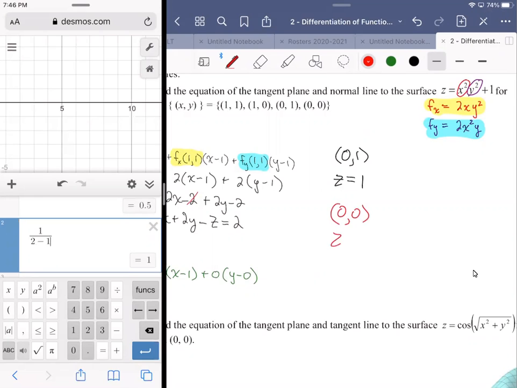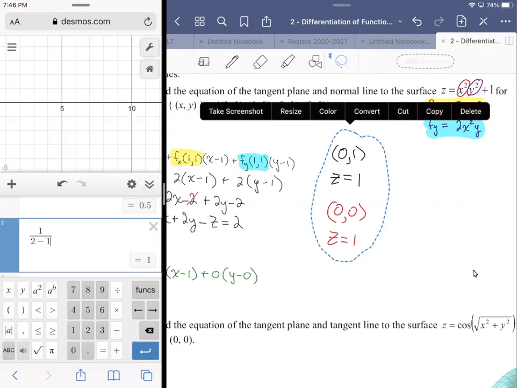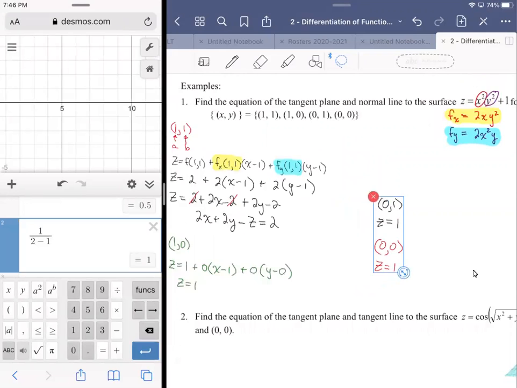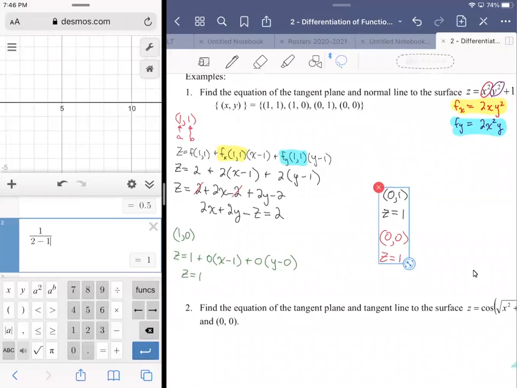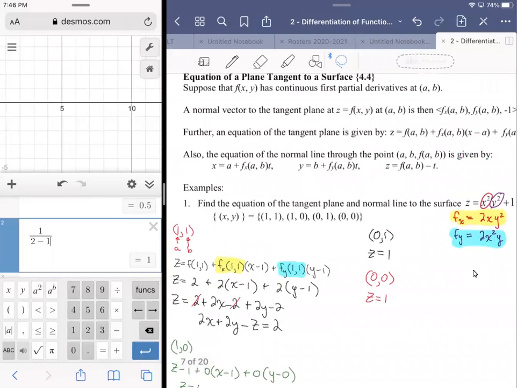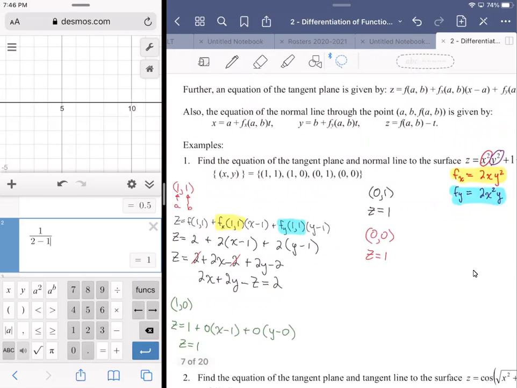Z equals, plug in a 0 for x, 0 for y, you still get a 1, everything else cancels away. Right? So it actually turned out that the only part of this that we had to do any work for was the first part. Everything else ended up being kind of nice. Okay, so I'll just kind of pop this over here. Now it said also to do the normal line. Normal line, slightly different, but it has the same ingredients for the most part.